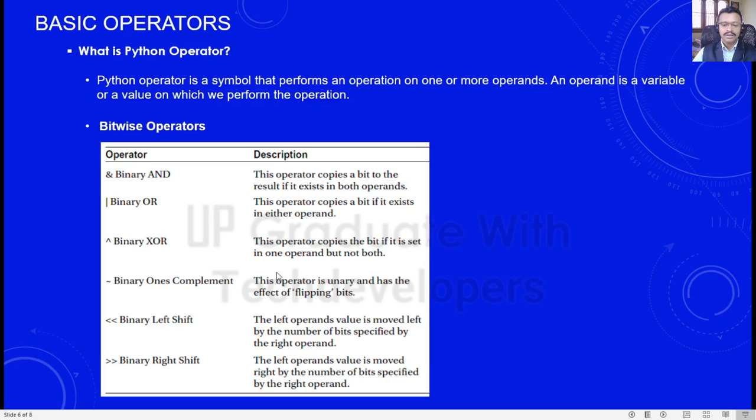Binary ones complement, this operator is unary and has the effect of flipping bits. Binary left shift, the left operand's value is moved left by the number of bits specified by the right operand. And binary right shift operator, the left operand's value is moved right by the number of bits specified by the right operand. Once again we will see how these work in our practical work.